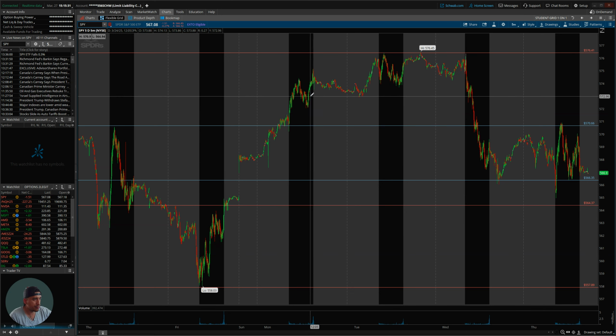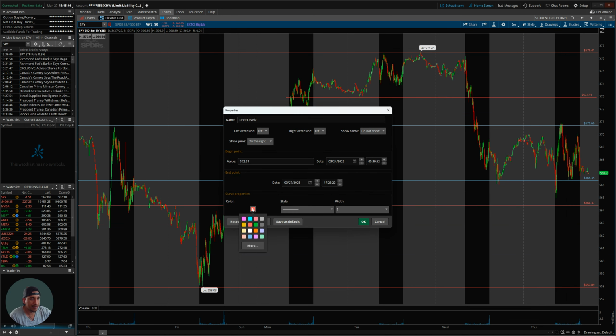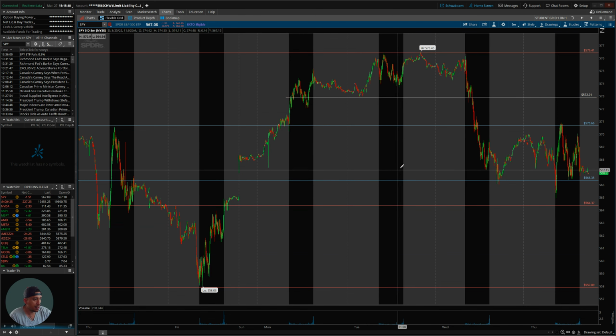And let's just do a level right here for training purposes. We'll put it right here, around this 572 area. That would be like a weekly area to watch out for. It's a key interest. Other than that, I mean, it looks pretty clean. So we'll leave it as that.